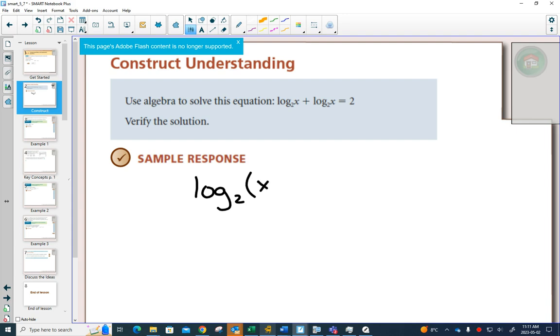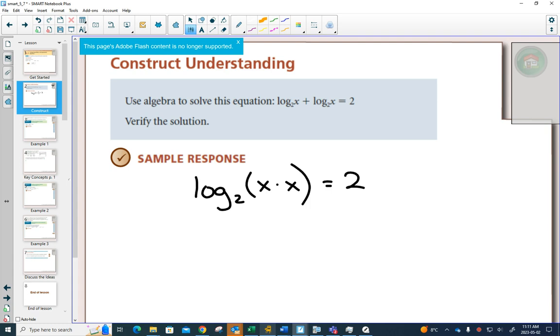There's a log law that says if you're adding two logs with the same base, that's the same as multiplying inside the logarithm. And I would get log 2 of x squared equals 2.